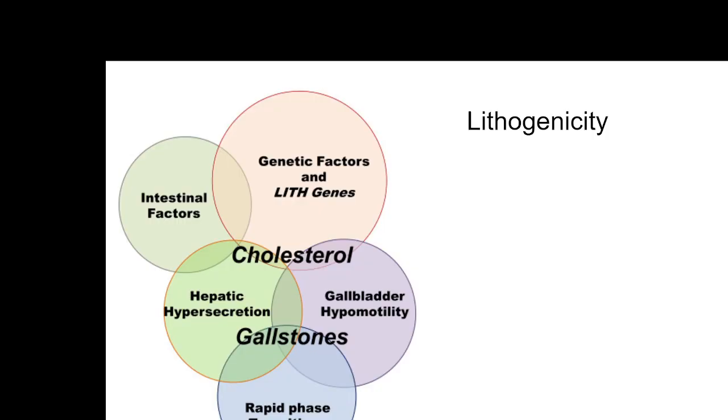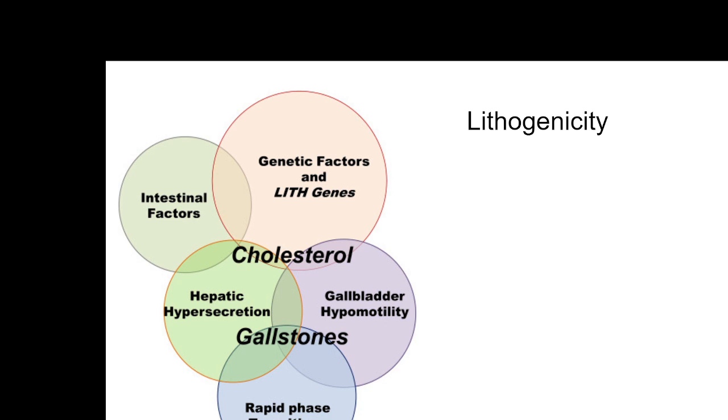Now, lithogenic state, or lithogenicity, is a tendency to form stones, and it is decided by genetic factors. In some people, specific genes are identified, and those who have a family history of gallstones may have a high tendency toward gallstone formation. Then there are certain factors related to intestinal conditions. Certain food substances can be a cause for gallstone formation. Foods with more fat and more oily substances also carry a high risk of developing gallstones.